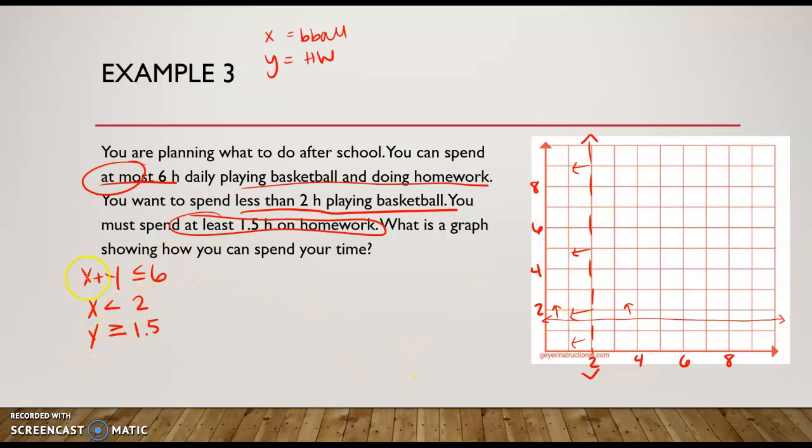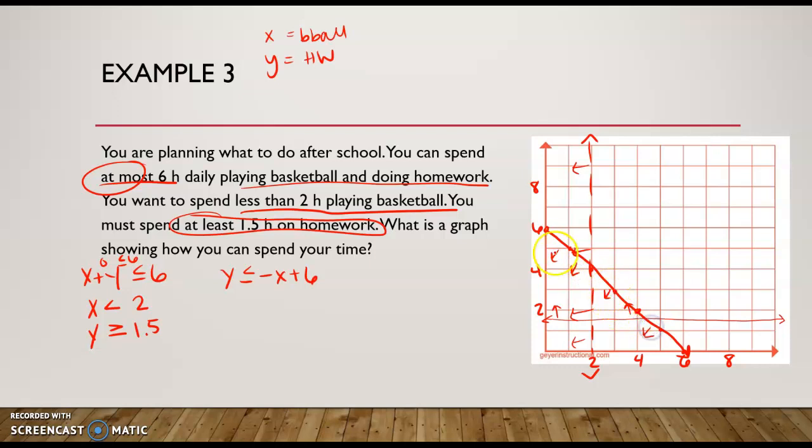Now, x plus y is less than or equal to 6. I'm going to make this y is less than or equal to negative x plus 6. So I'm going to start at 6, and I'm going to go down 1 over 1, and then I can draw my solid line because it's at least. And I want to be less than. So 0 plus 0 is 0, is less than or equal to 6. The answer to that is true. And so I know I'm going this direction.